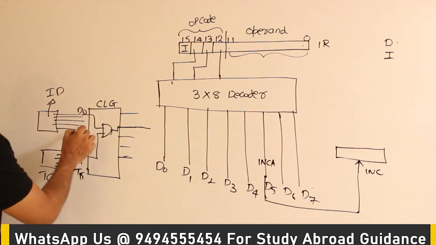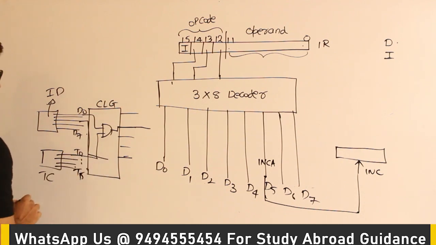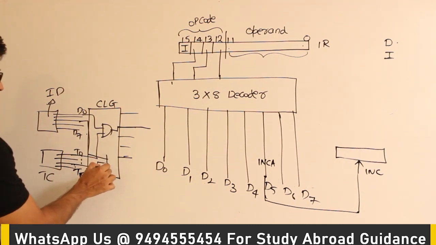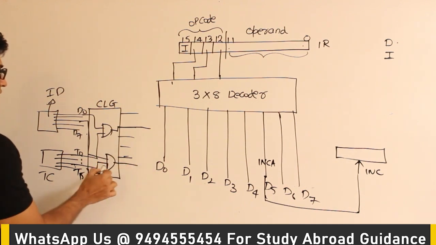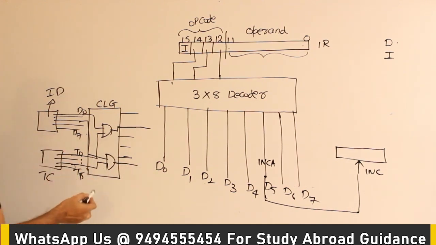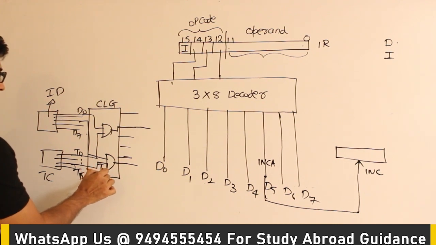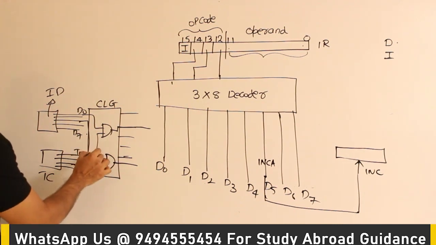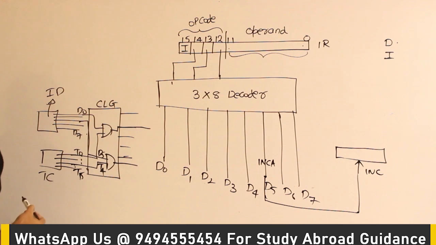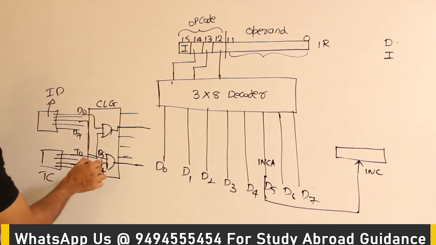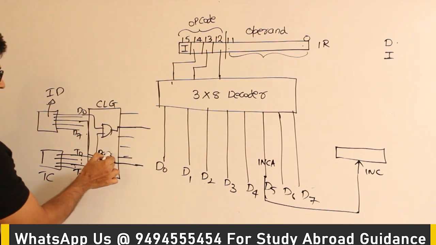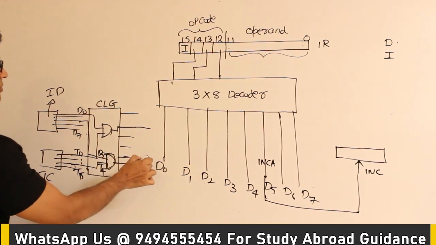For example, D5, let us say this is D5, has to happen at T5 or T4. Then T4 and D5, whenever both happen to be together, which means if the time now is T4 and the instruction now happens to be D5, then only a certain thing has to happen or a certain gate has to be triggered. Then we combine both of them in an AND gate and we supply the signal to that particular thing.